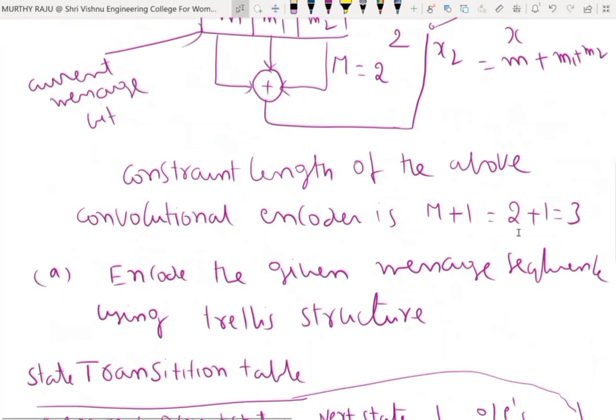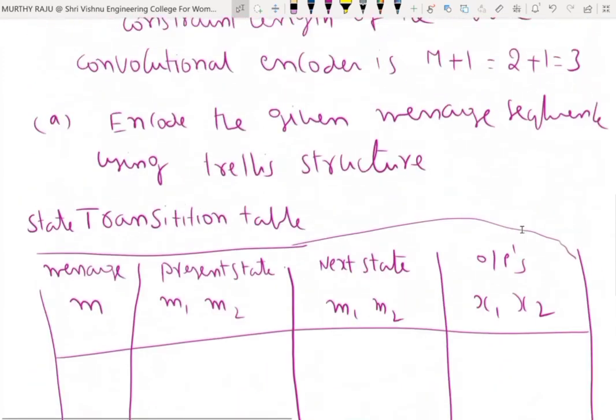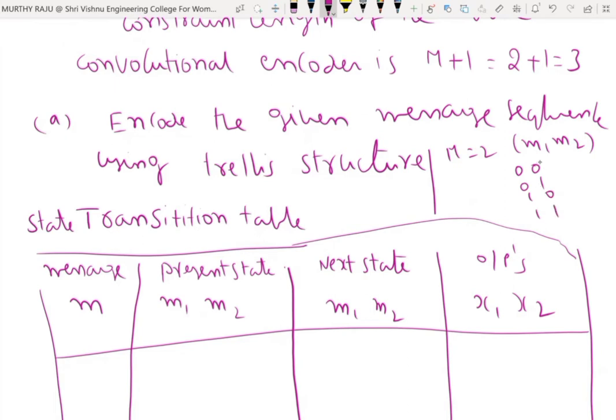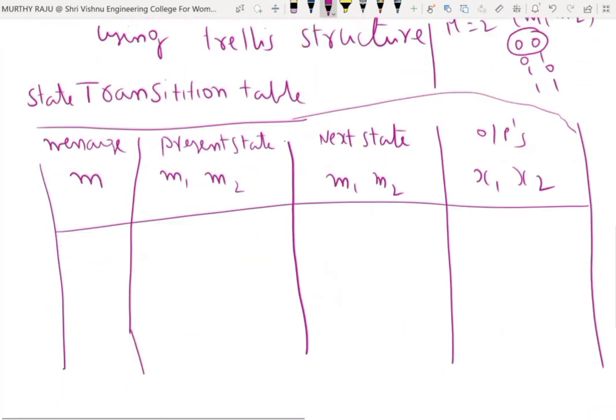Here M is equal to 2, which means M1 and M2, the two previous bits, decide the state of the convolutional encoder. For M equal to 2, 4 possibilities are there: 4 possible states 00, 01, 10, 11. Initially, the convolutional encoder is in the 00 state. Here M1, M2 are 0, 0. That means state A. Let it be A.